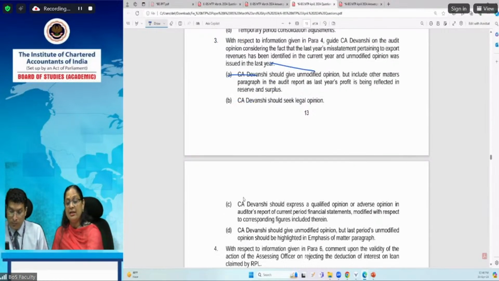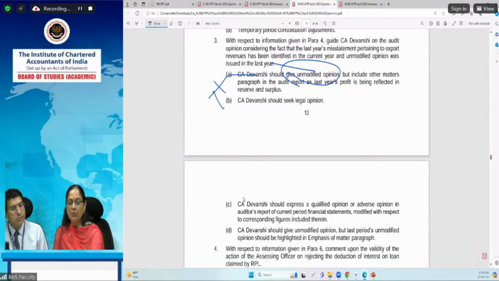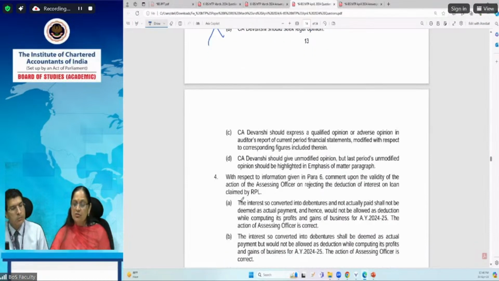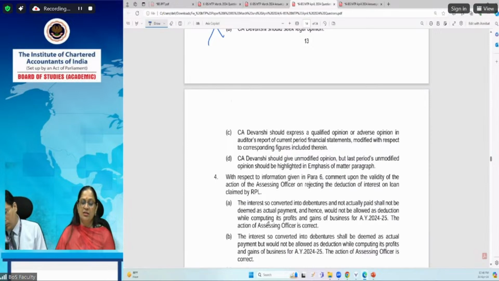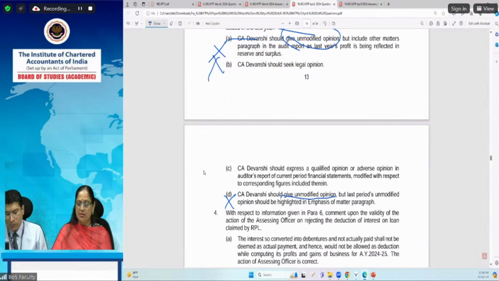Whether it is correct that she gives unmodified, but it's not corrected. Still it's not corrected. So the status is again that there is a misstatement appearing in the financial statement. So she should not give an unmodified opinion. She should seek legal opinion. No. CA Devanshi should express a qualified opinion or adverse opinion in the auditor's report of current. So you see, unmodified opinion is eliminated. Option A is eliminated. Option D is eliminated because unmodified opinion, again, is discussed over here.